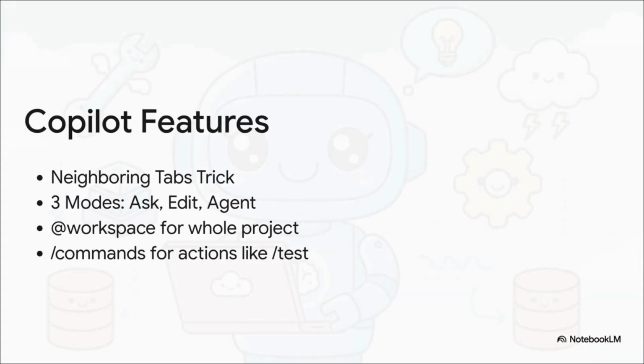Actually, a really fascinating trick to optimize it is leveraging your neighboring tabs. Copilot literally scans whatever tabs you have open in your editor to dynamically build its context window. So if you're writing a JavaScript function that uses a specific CSS class, simply keeping that CSS file open right next to it will dramatically improve your auto-completions. It's that easy. You've also got these brilliant specific commands like typing @workspace to query your entire project, or just using /test to instantly generate unit tests for a highlighted function.